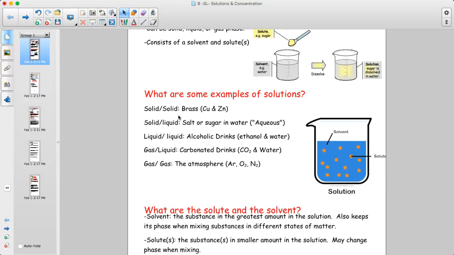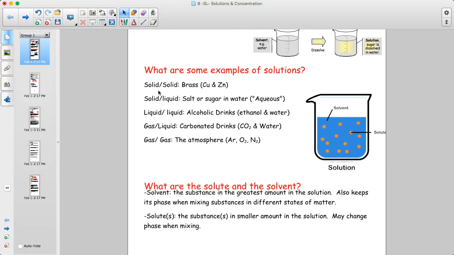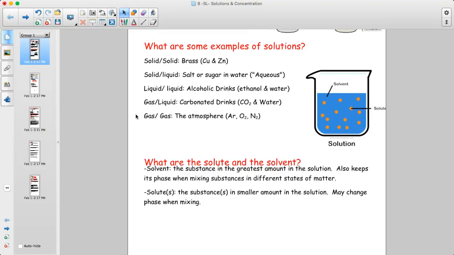So there are lots of solutions out there. You can have solutions of solids, like when you make an alloy of metals, like brass, the atoms are spread evenly amongst each other. You can have solid-liquid ones, which is one of the most common ways that we're going to see them, or that you're familiar with, like salt or sugar being dissolved in water. And anytime you have a solution where water is the solvent, we call it an aqueous solution. You can have liquid solutions like ethanol in water. Those are like alcoholic beverages.